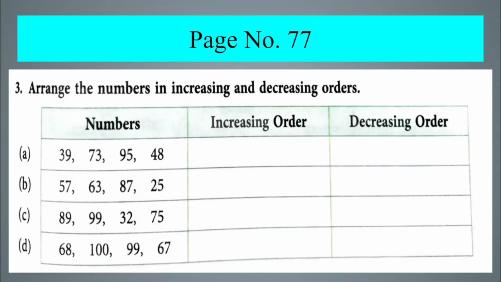Now let us do question number 3 of page number 77. Arrange the numbers in increasing and decreasing order. Do you remember that ascending order is also known as increasing order and descending order is also known as decreasing order? Let's do A part. So here the numbers are 39, 73, 95 and 48.